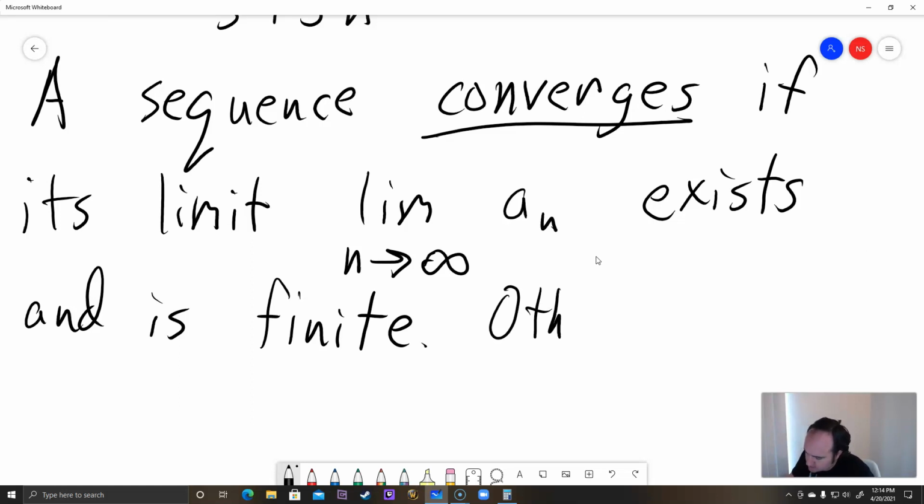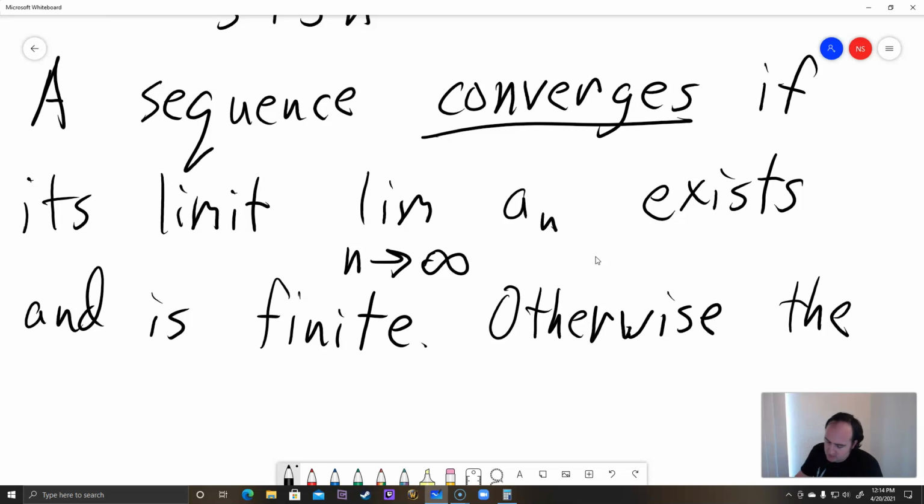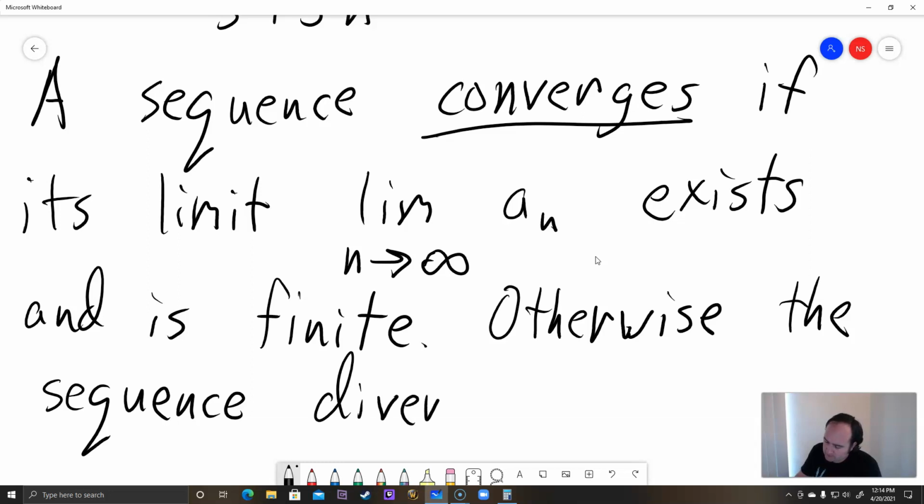Okay, but actually these are really easy, because basically what you end up doing is you just find the limit of the sequence, and then if that limit exists and is finite, then you're done. And if it doesn't exist, or if the limit is plus or minus infinity, we say that the sequence diverges. So otherwise, if the sequence does not converge, the sequence diverges. So diverges just means it does not converge.